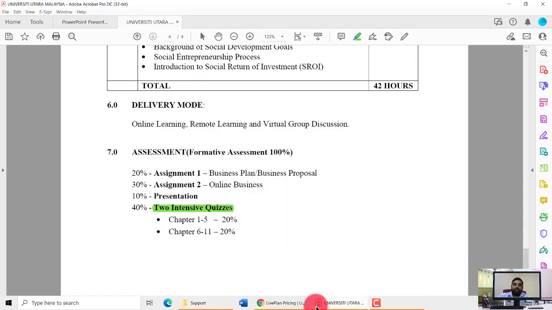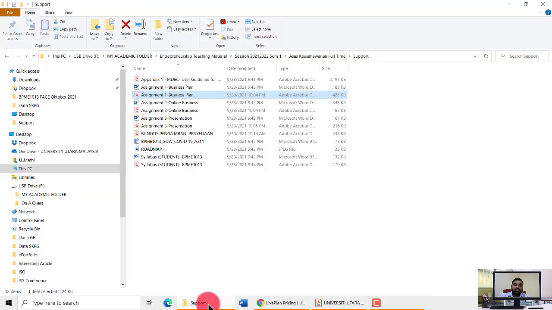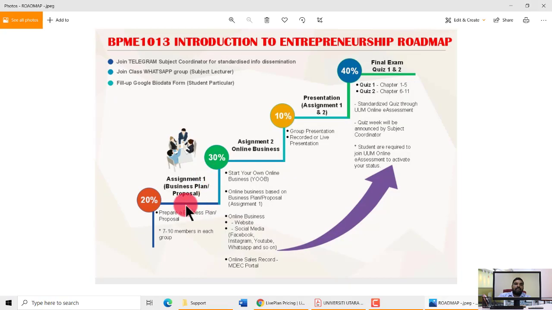Now we move to assignment two. Assignment 2 is actually a continuation of assignment 1. If you have not prepared a business plan, you cannot do it. Assignment 1 and assignment 2, you have to do concurrently. It means by the time you have prepared your business plan, it's just a plan, you know, and you have to run your business in your assignment 2.